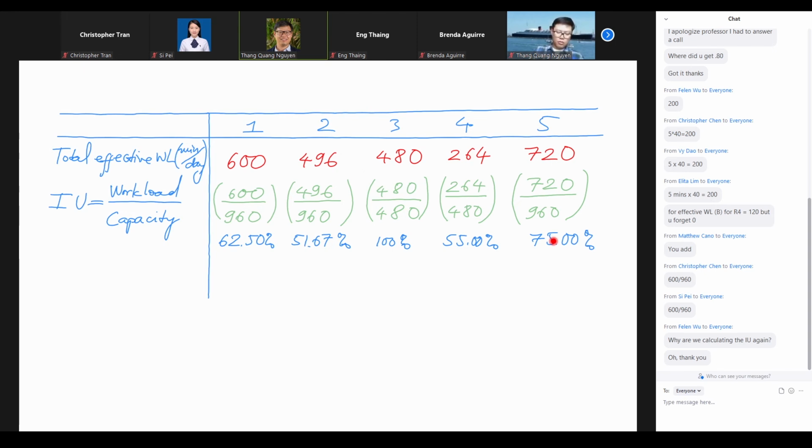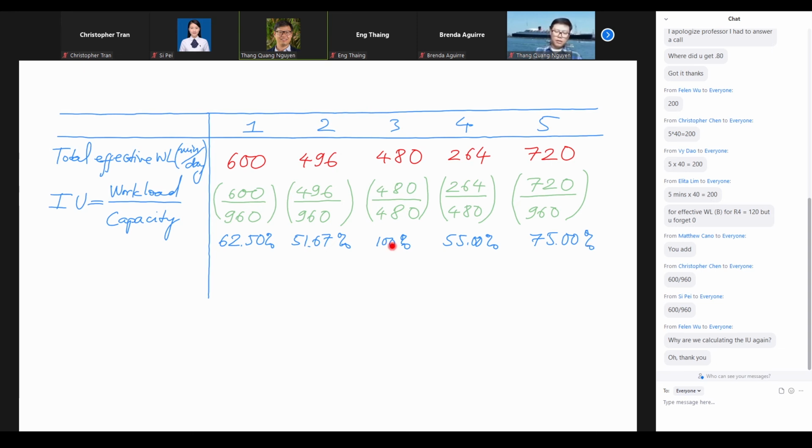So we do have enough capacity to handle the demand at 1. We have more than enough capacity to handle the demand at 2, 4, and 5. And we just have enough capacity to handle the demand at 3. 100% means what? Workload equals capacity, right? So we just have enough capacity to handle the workload at 3. So that's the meaning of these numbers.